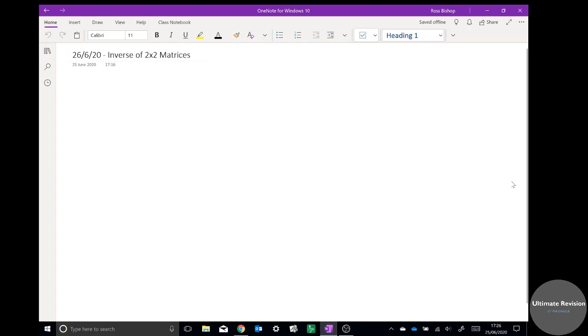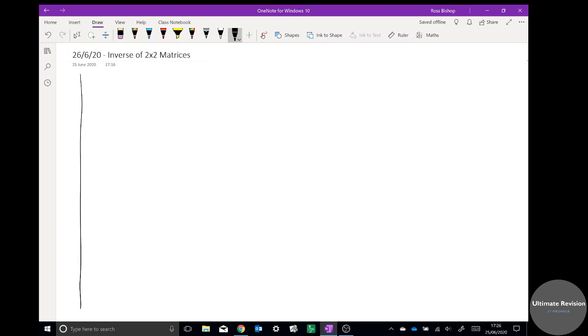Right, okay, matrices continued. We're going to do the inverse of a 2 by 2 matrix to start with because it's much easier. We touched upon it in the Zoom lesson yesterday, but let's just see exactly what I mean by that. So do put a title, inverse of 2 by 2 matrices. We'll just recap what an inverse is.